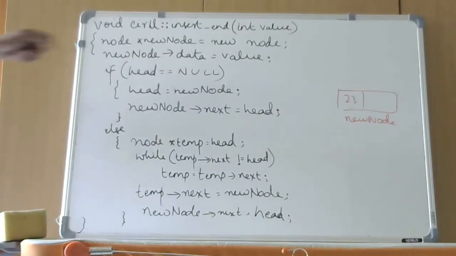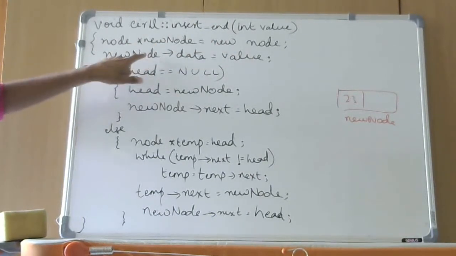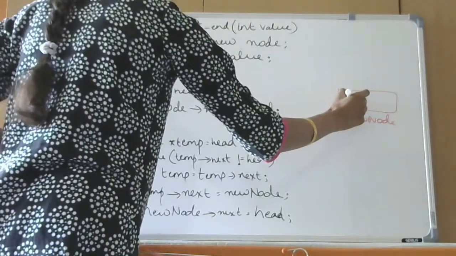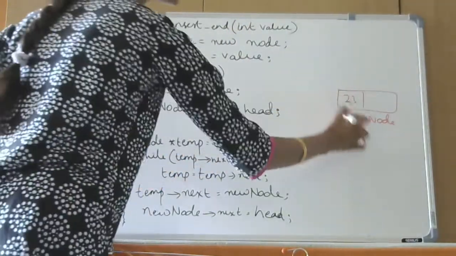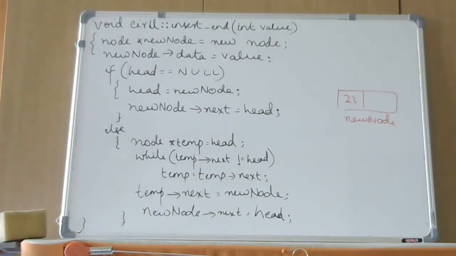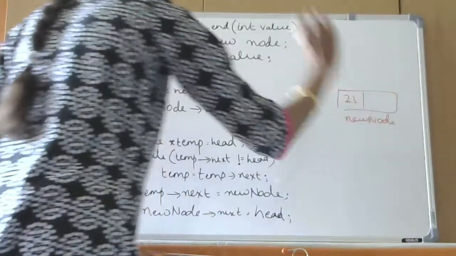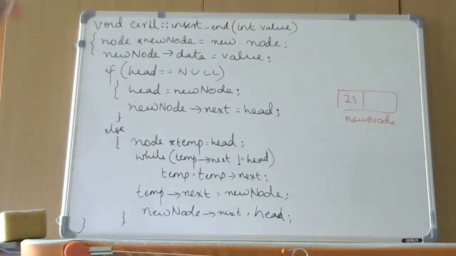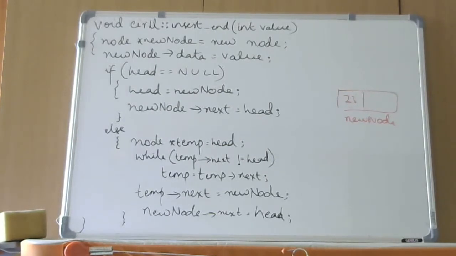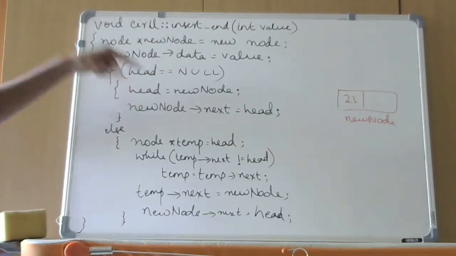Now, for new node, I am allocating memory. New node of data is equal to value. So whatever value you are accepting, I am assigning it. This is my new node of data. This is new node of next. Now, the first condition: if the list is empty, then this node itself will become the first node. How do you check if the list is empty? I am going to say if head is equal to null, then head is equal to new node.